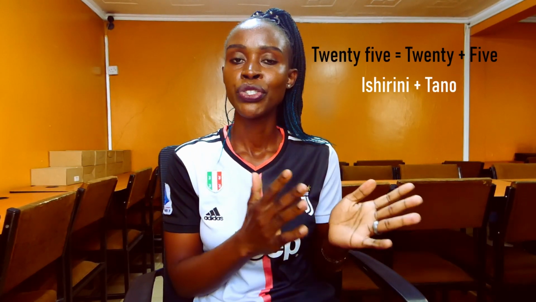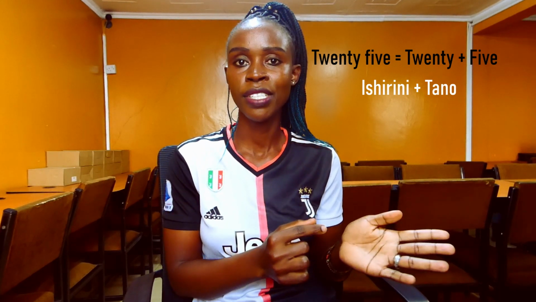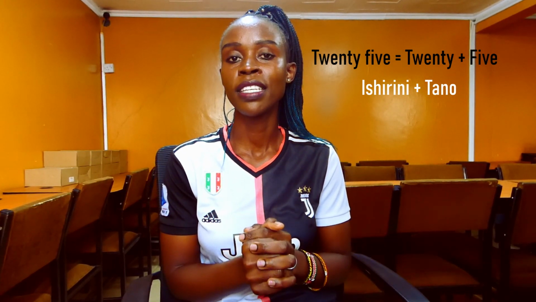Let's try another number like 25. 20 is ishirini and 5 is tano. When you put them together, you get ishirini na tano. We can get another example like 97. 90 is tisini and 7 is saba. When you join them together, you get tisini na saba for 97.